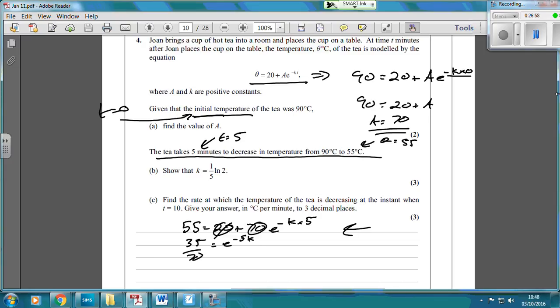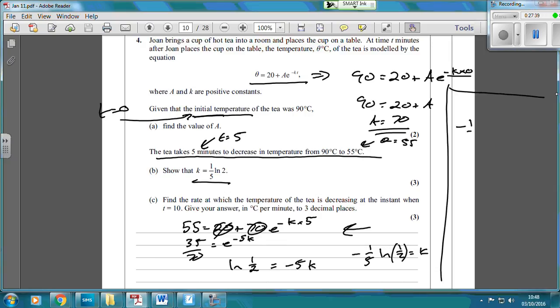So if I take logs of both of those sides, that's going to be a log of a half equals minus 5k. So if we then divide both sides by minus 5, I'm going to get minus 1/5 log of a half equals k, which, if you have a look at the answer, isn't what we want. So let's have a look at log of a half then. A half is the same as 2 to the power of minus 1.